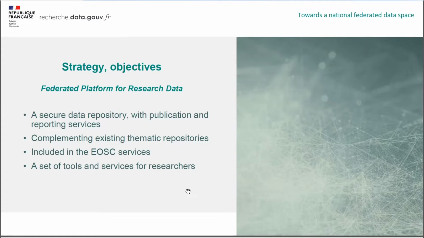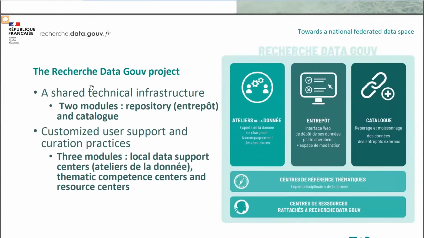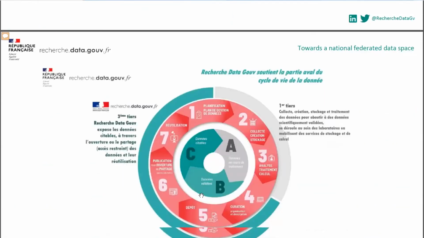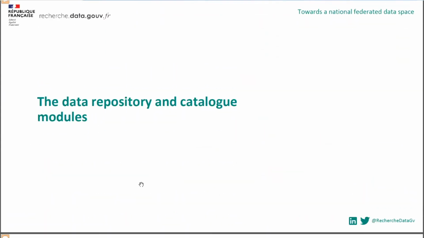So we have two dimensions in the whole project, a technical dimension, which is led by my team and me, and the supporting dimension, which means to organize at the national level collaborative teams to support the researchers, and also to share some common practices in terms of data creation. The technical part consists in two modules, the repository and the catalog modules. And hopefully we will achieve these two objectives through Dataverse.